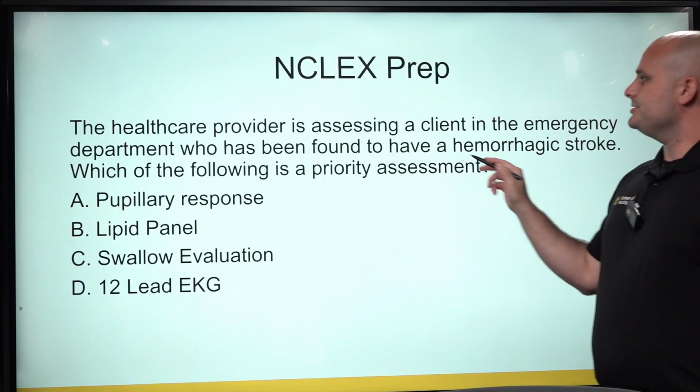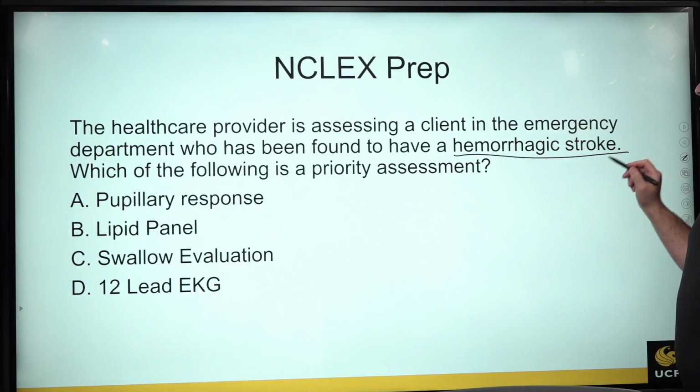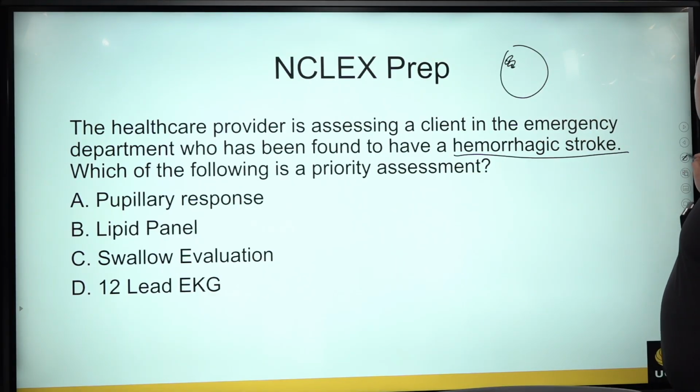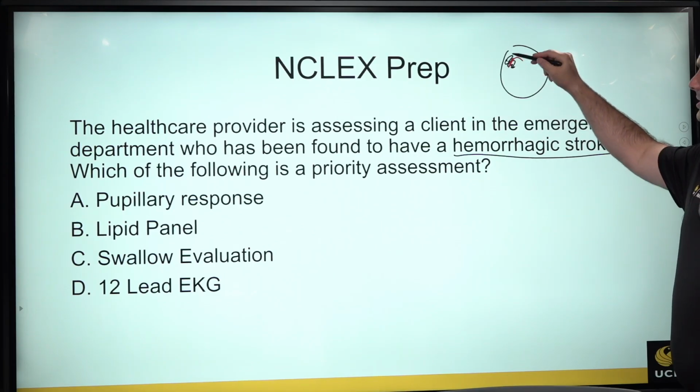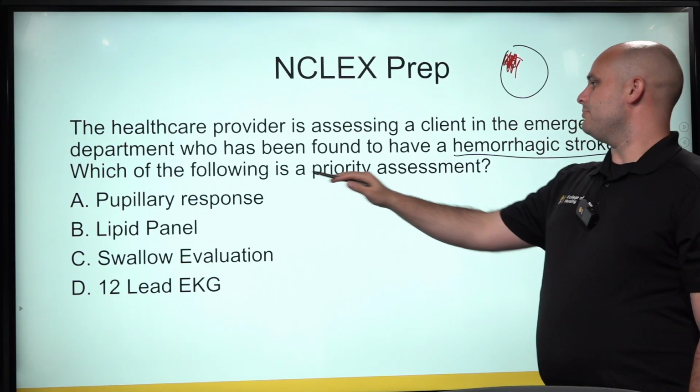The healthcare provider is assessing a client in the emergency department who has been found to have a hemorrhagic stroke. So this is the brain and they're bleeding. Let's put the red on there. They're bleeding all in the brain, right? Which of the following is a priority assessment?